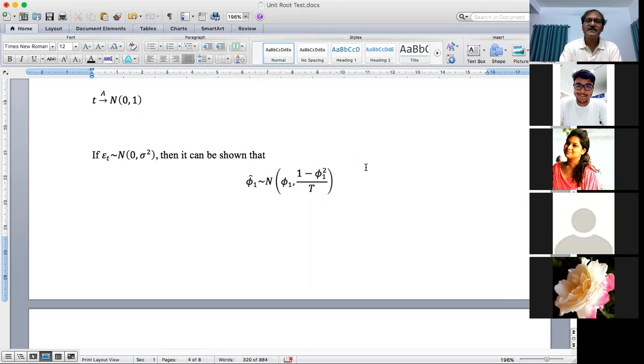The internet connection is unstable. That's why some problem appears. Network is very poor. Okay, try to understand as much as possible. So we have the distribution of phi 1 hat. Is it?